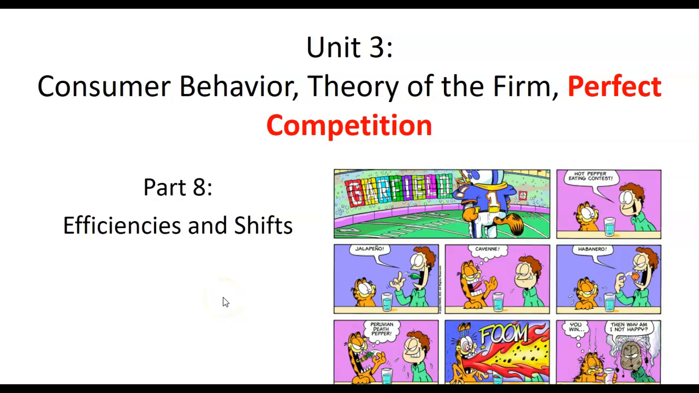All right, Mr. Farmer here, and today for AP Microeconomics, we're continuing our conversation on perfectly competitive markets. Focus on efficiencies, productive and allocative efficiency, and then also how these cost curves can shift as well.